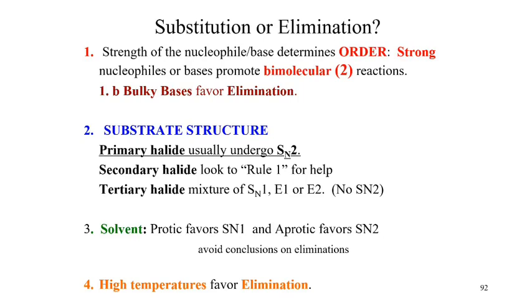Solvent: protic favors SN1, aprotic favors SN2, and if you can, avoid trying to use the solvent to decide which elimination mechanism to run because it's not useful. Instead of looking at the solvent to decide substitution versus elimination, look for temperature. Temperature is a red flag, no pun intended, that will suggest that you have an elimination.